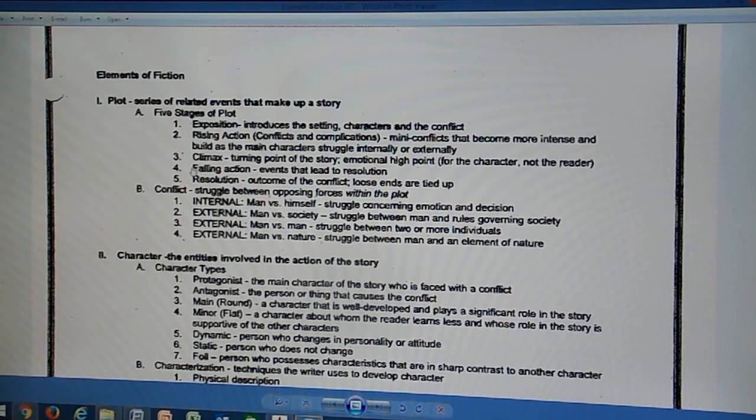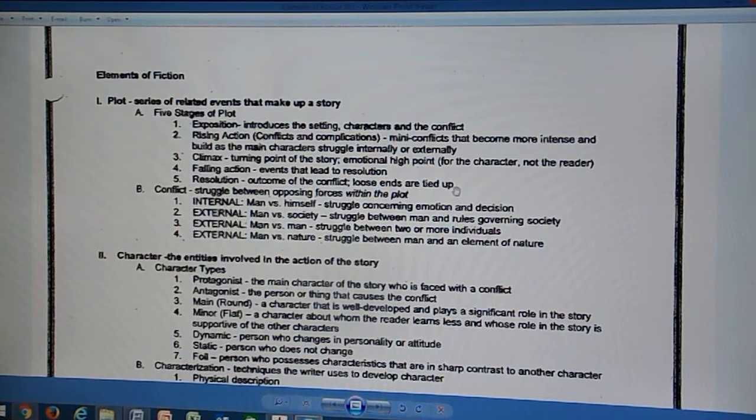Then the action begins to fall or calm down. That's where you get some of the loose ends beginning to get tied up, and it goes to the resolution, which is, of course, the very end of the story, where you find out the outcome of the big conflict, and again, more loose ends are tied up.